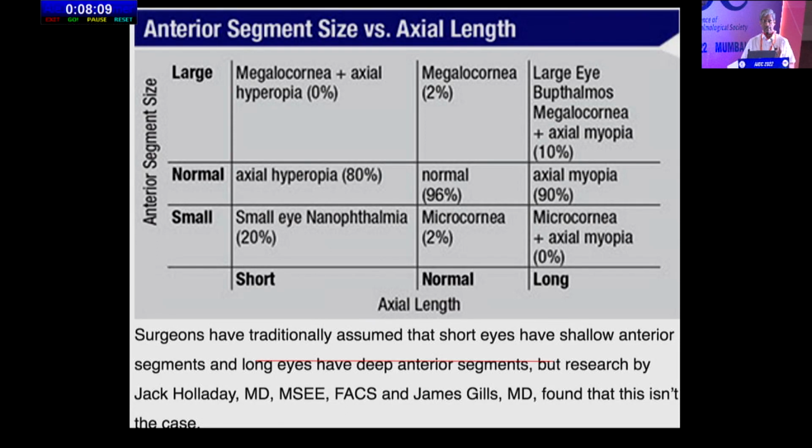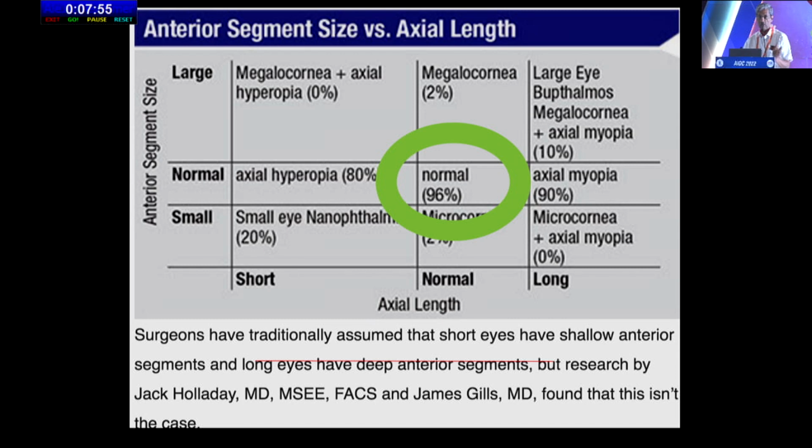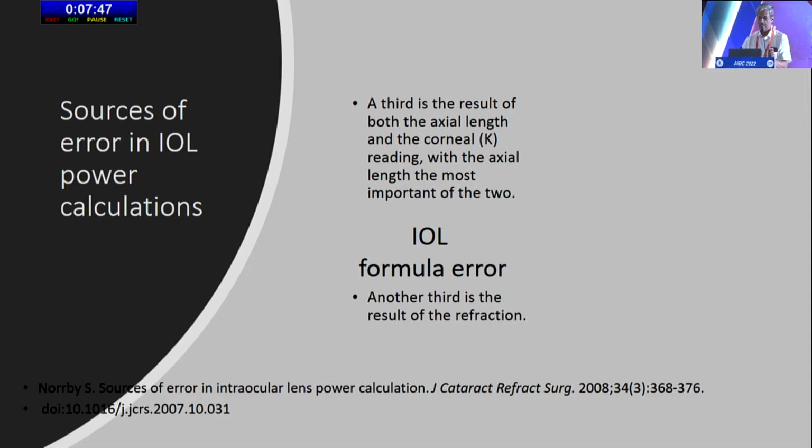SRK2 formula, SRK/T are great for the majority of the eyes which have a normal anterior segment and a normal axial length range. But we do have eyes like in the extreme zones. We have buphthalmos, nanophthalmos, microcornea, axial hyperopia, extreme eyes where a two variable formula like SRK2 or SRK/T is not enough.